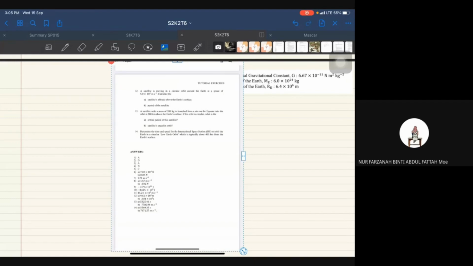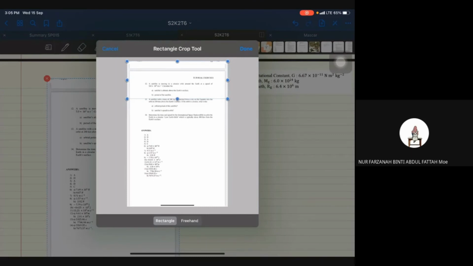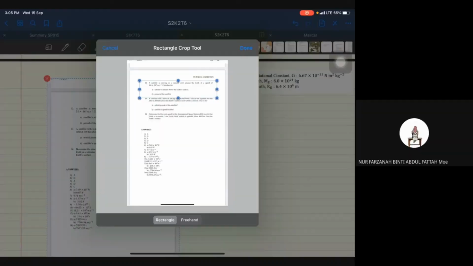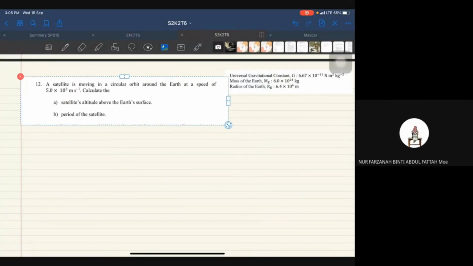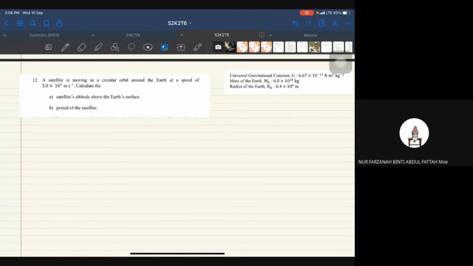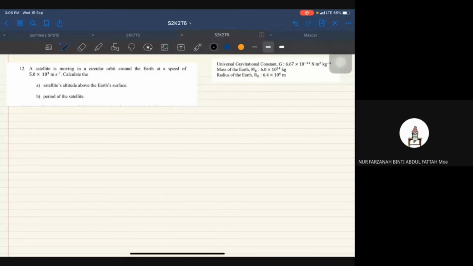Okay, moving on to the next question, which is question number 12. Okay, a satellite is moving in circular orbit around the Earth at a speed of 5 times 10 to the power of 3. Calculate the satellite altitude over the Earth's surface and the period of the satellite. So first thing first, maybe you can try to draw the diagram. Dia kata ada satu satellite ni moving around the Earth. So this is your Earth and this is your satellite.